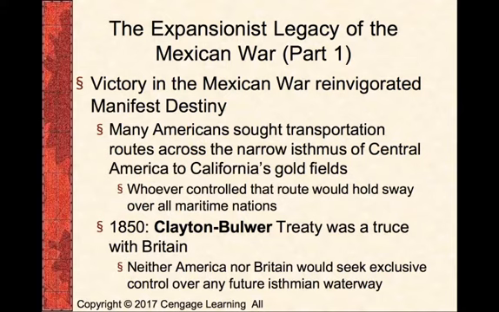Now, we're not quite there to a Panama Canal yet, but the seed is being planted here. The idea of a waterway or a railroad connecting the two coasts. In 1850, there was a treaty between America and Great Britain that neither America nor Britain would seek exclusive control over any future Isthmian waterway, which will have to go and change in 1901 when we start working on the Panama Canal.